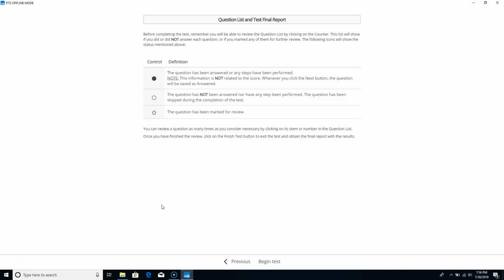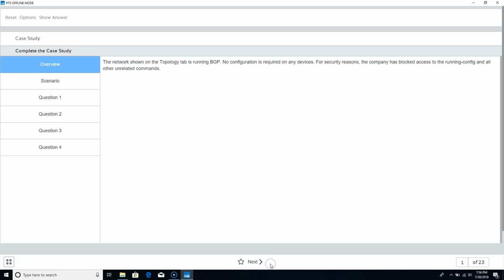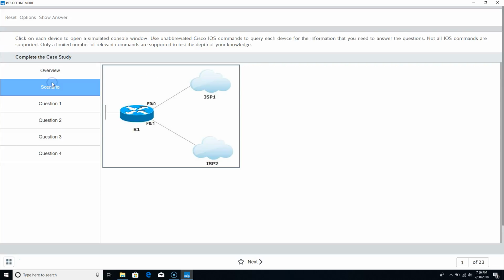Okay, this video tutorial is regarding wide area network. So today we're going to learn about some of the questions related to wide area network. The network shown on the topology tab is running BGP. Okay, so here is the scenario.